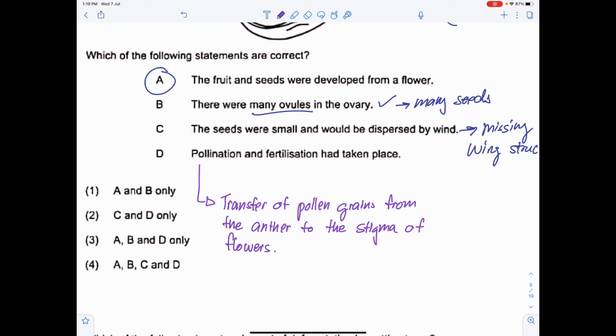Okay, so it can be in the same flower or it can be different flowers. That means your pollen grain could come from the same flower or it can come from a different flower. But the key idea is the word transfer must be there. Transfer of what? Pollen grain. From where to where? Okay, extremely important.